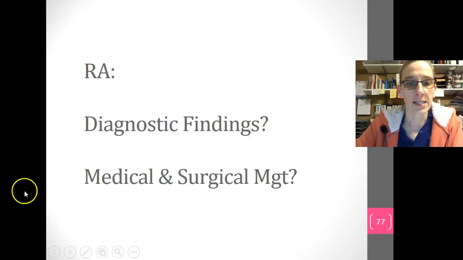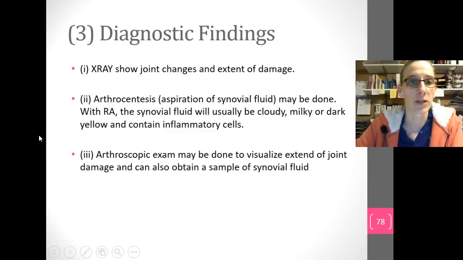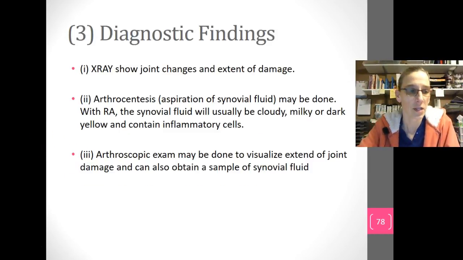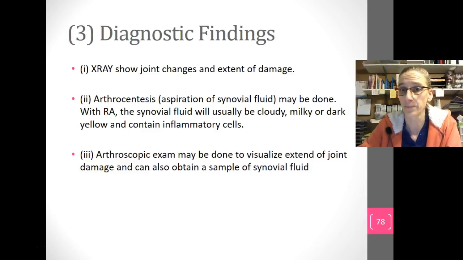All right, RA, diagnostic findings, medical and surgical management. So diagnostic findings for RA, how are we going to diagnose? X-ray shows the joint changes and the extent of the damage. An arthrocentesis, which is aspiration of the synovial fluid, may be done. With RA, the synovial fluid will usually be cloudy, milky, or dark yellow, and it will contain inflammatory cells. Normally, if an arthrocentesis was done on a patient, this would be a clear fluid that comes out. You may have an arthroscopic exam to visualize the extent of the joint damage and also obtain a sample of the synovial fluid.